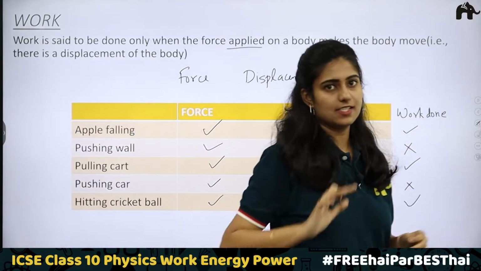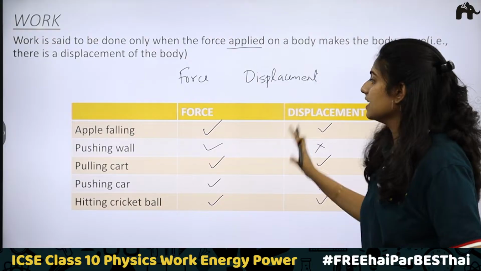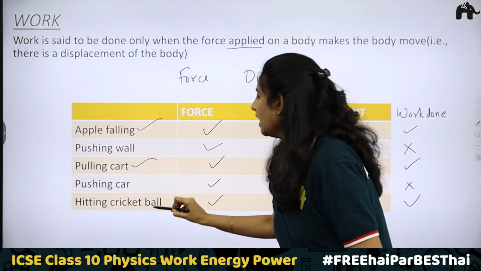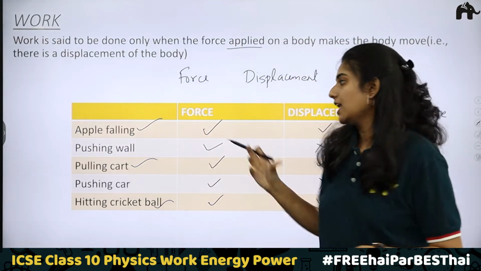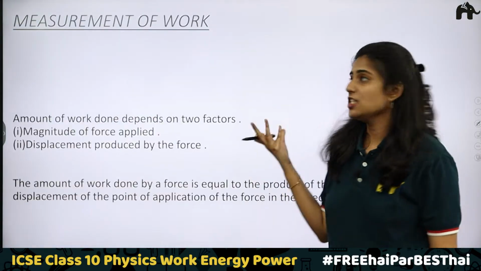Only in 3 cases, out of the examples we have taken, can we say work is done. That is apple falling, pulling a cart and hitting a cricket ball. In the other 2 cases, there is no displacement and hence work is not said to be done. Okay. Next is measurement of work.